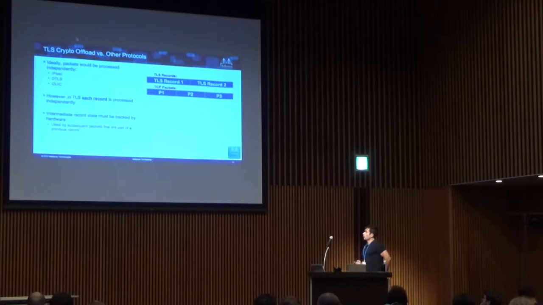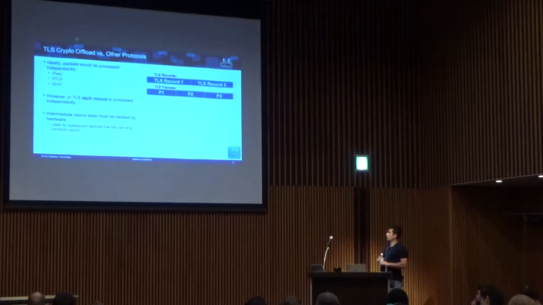So moving on to a comparison of TLS crypto offload compared to other encryption protocols that are somewhat different. For example, IPsec and DTLS are packet-based encryption protocols, meaning that each packet could be encrypted independently of any other packet. However, with TLS, it is different, where in TLS, each record is encrypted individually.